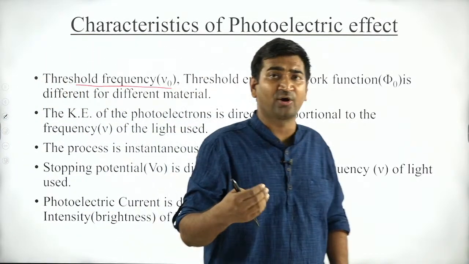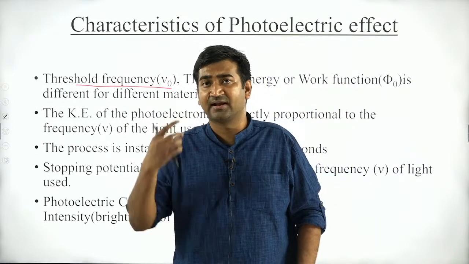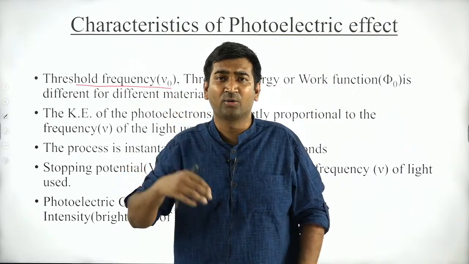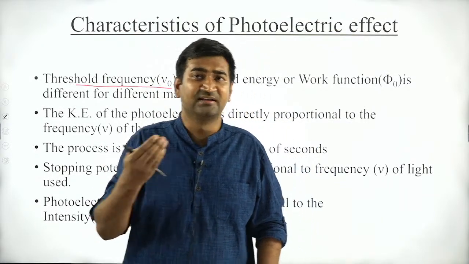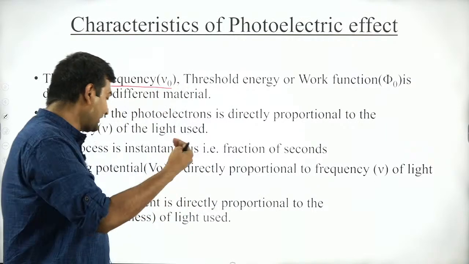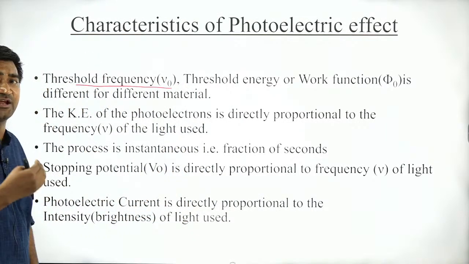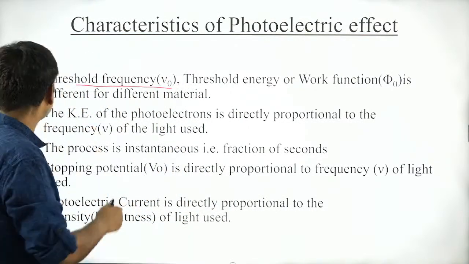So a dim light or a bright light, how many photons will be there? Obviously current is Q by T. So per second how much charge is getting passed. So if the number will be more, this will be more. So that is how it is proportional to the intensity of the light used.